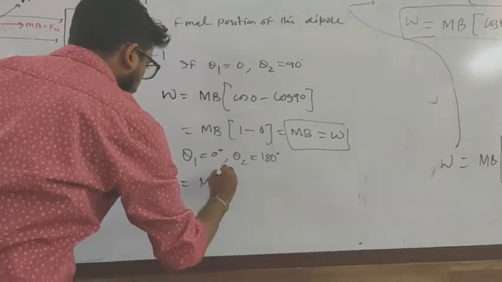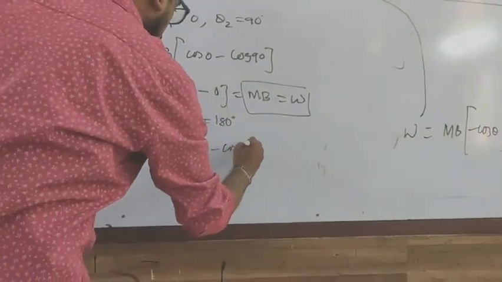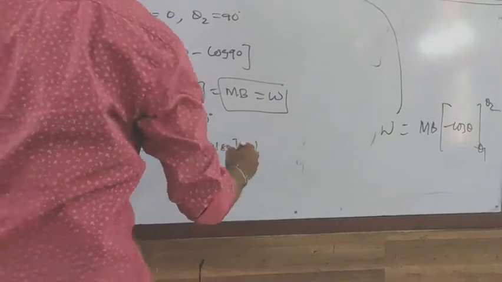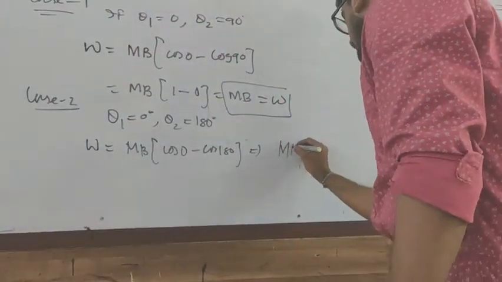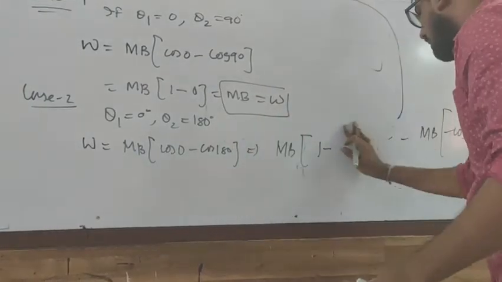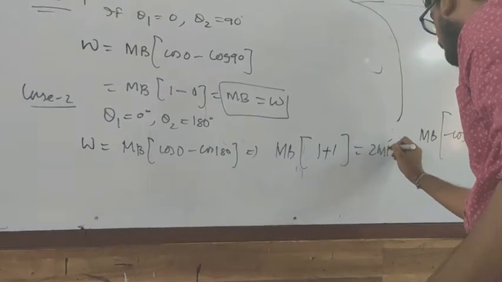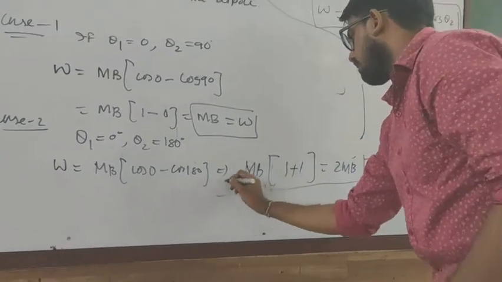MB cos 0 minus cos 180. So this implies the work done will be MB. Cos 0 will be how much? 1. Minus cos 180 will be minus 1, so it will become 1. So the work done will be 2MB. Clear?